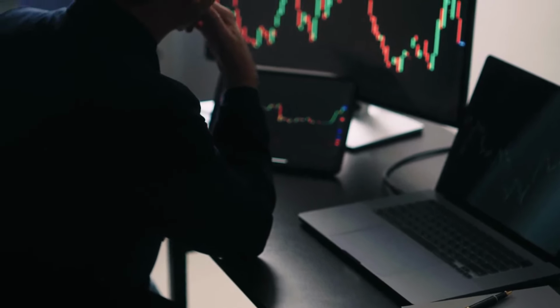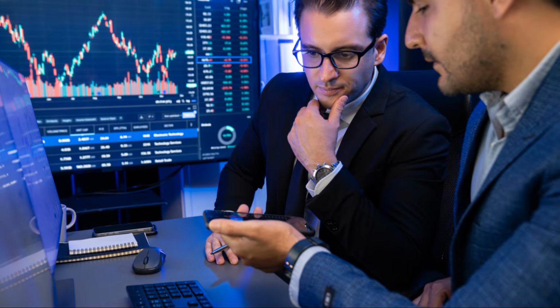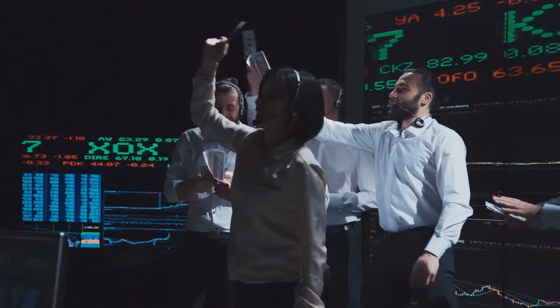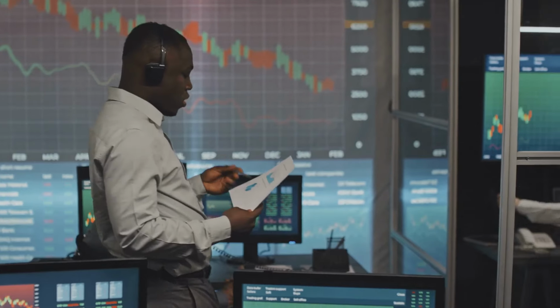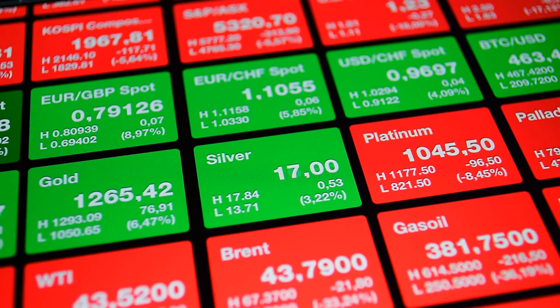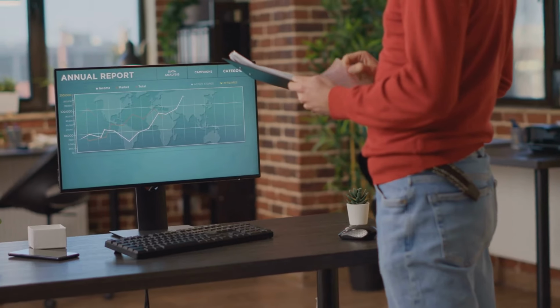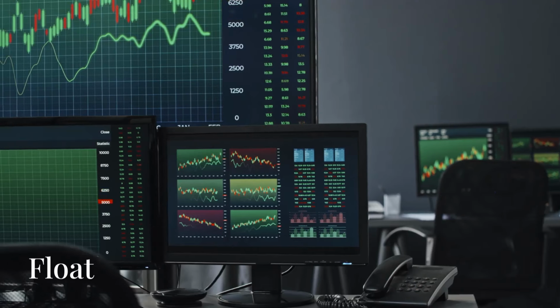The bid is the price buyers are willing to pay, while the ask is the price sellers demand. A narrower bid-ask spread indicates high liquidity, making trading easier and less costly. On the other hand, a wide spread suggests lower liquidity and potentially higher transaction costs.